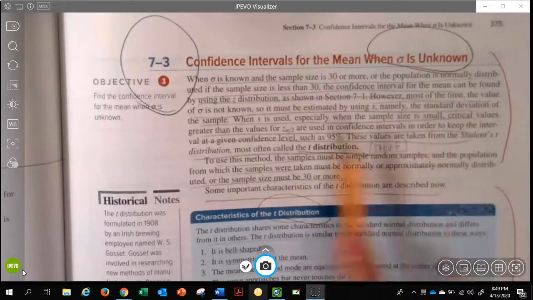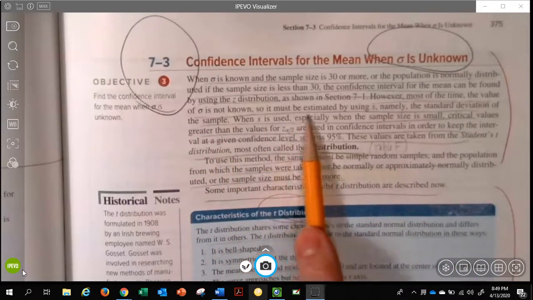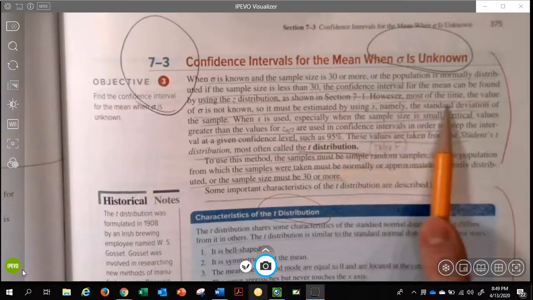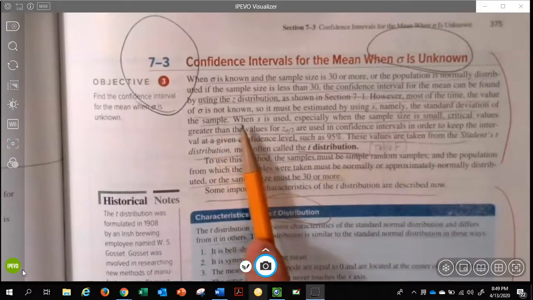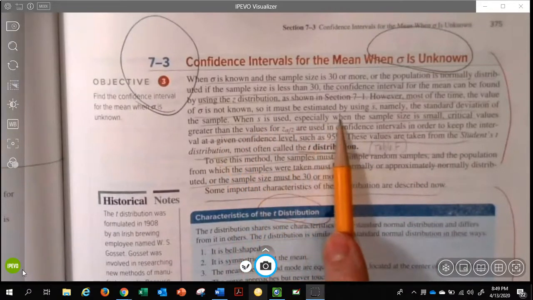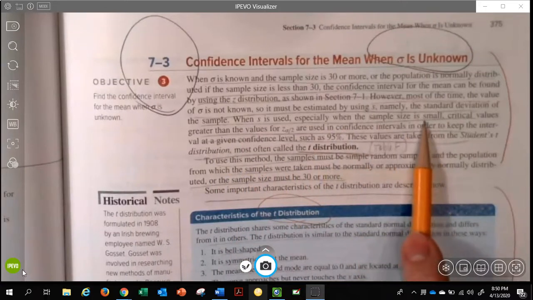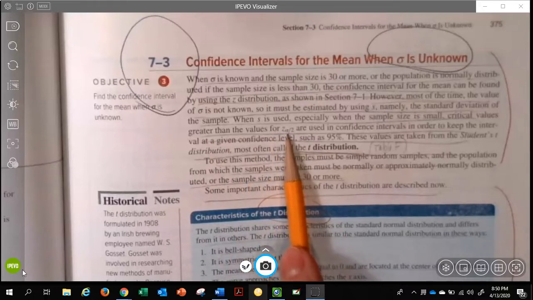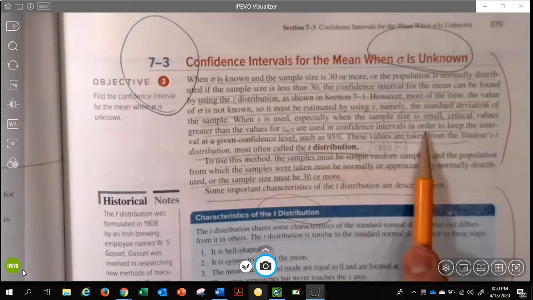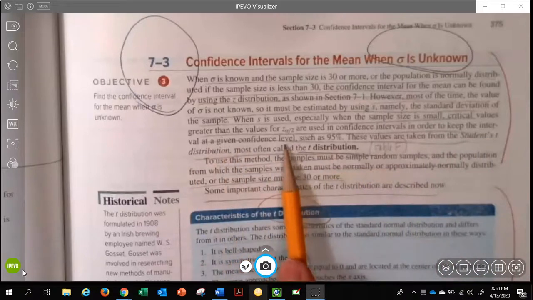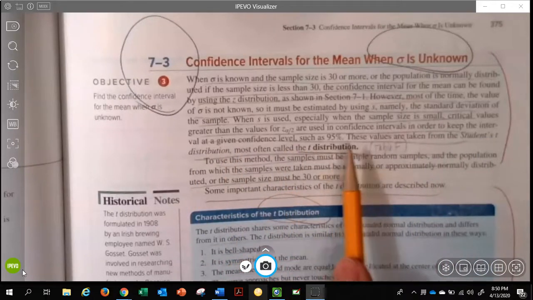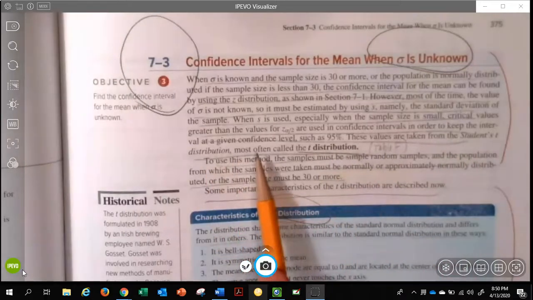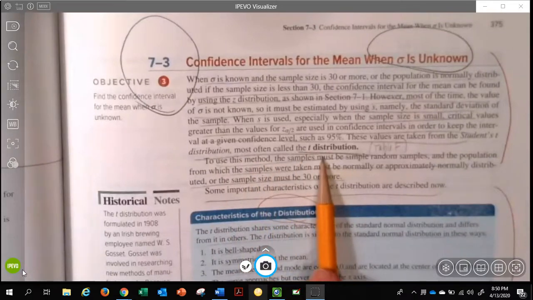However, most of the time, the value of sigma is not known, so it must be estimated using the standard deviation of the sample, namely s. When s is used, especially when the sample size is small, critical values greater than the values for z sub alpha over 2 are used in confidence intervals in order to keep the interval at a greater confidence level, such as 90%. These values are taken from the Student's t distribution, but most often called the t distribution.